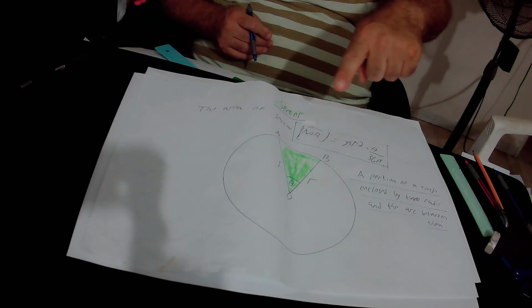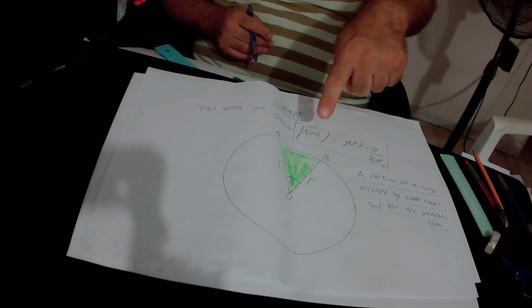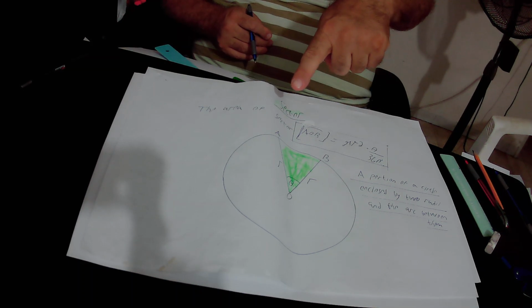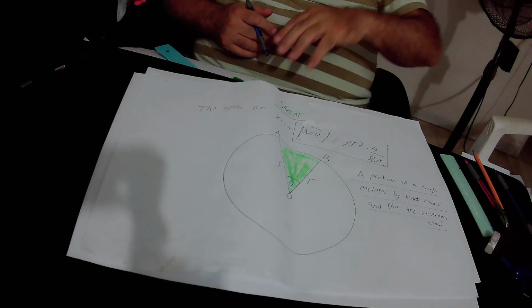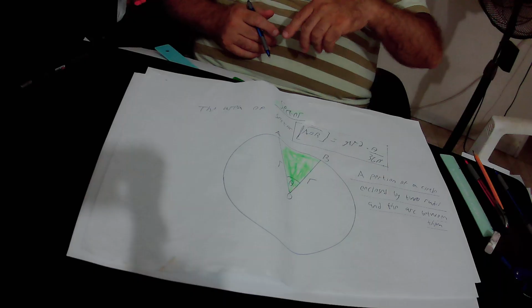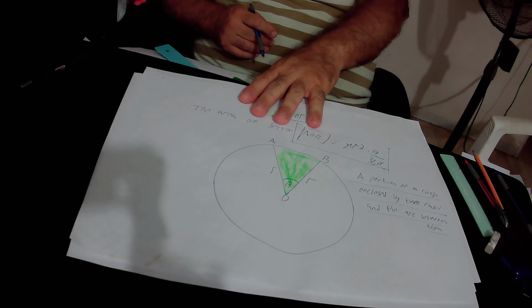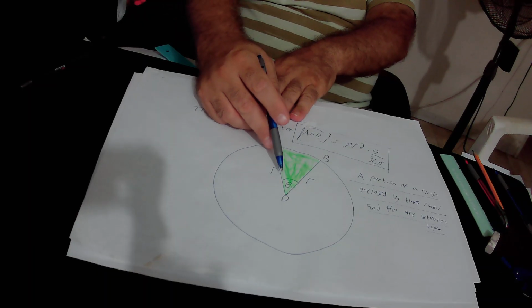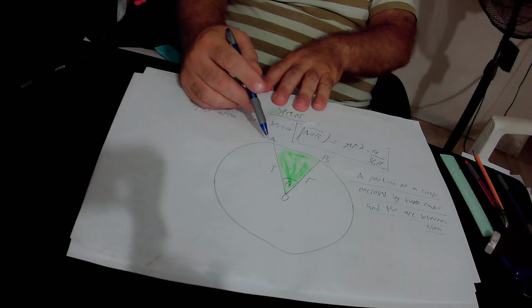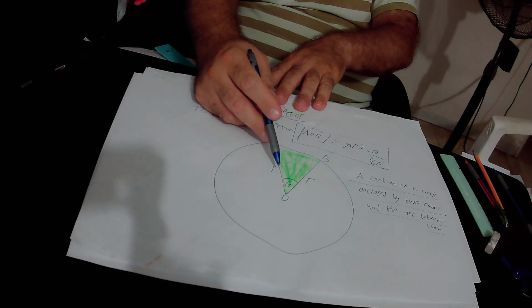This is the angle theta, the angle between the two radii of the sector. And what is the area of this sector AOB? The area of sector AOB is equal to the area of the circle, that is pi r squared, times theta over 360 degrees.